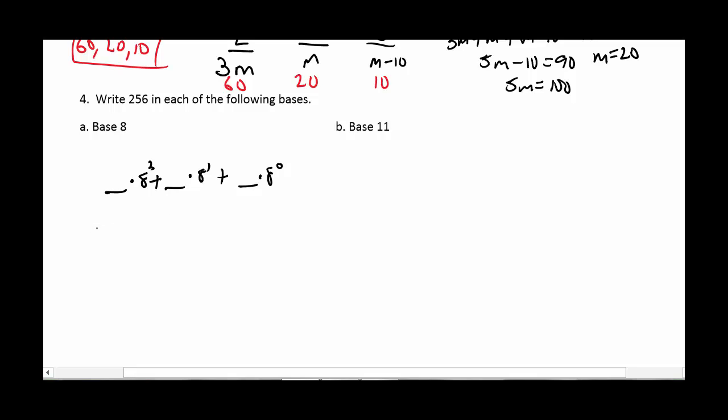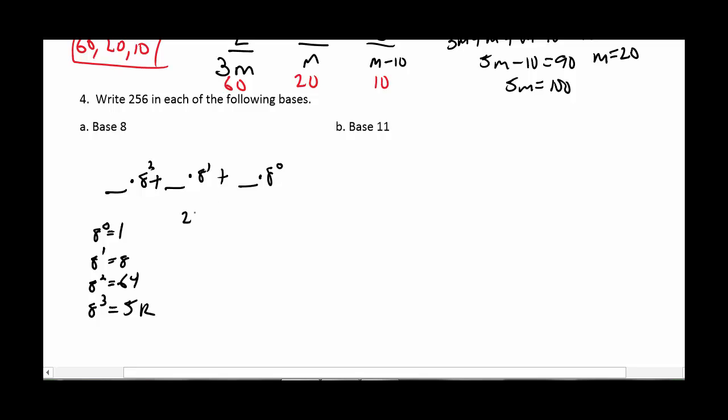Kind of right off to the side here. So we got 8 to the 0, which is 1. 8 to the first is 8. 8 squared is 64. 8 cubed is 512. So in other words, I can't put 8 cubed in this pattern so far, but I'm going to start with 8 squared equals 64.